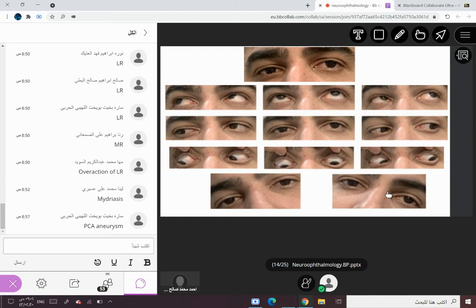So, in conclusion, for the fourth cranial nerve, for example, in the left fourth cranial nerve palsy, the patient will have left hypertropia in primary position. This left hypertropia is worse in the right gaze, and this left hypertropia is worse in left head tilt. This is the conclusion, or the pearl, of fourth cranial nerve palsy.